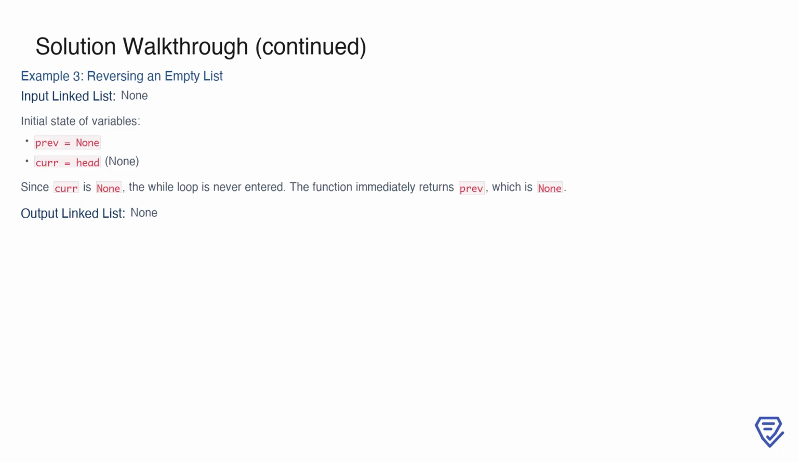Finally, we consider the case of an empty linked list. Here, the input list is none. Both previous and cur are initialized to none. Since cur is already none, the while loop does not execute. The function immediately returns previous, which remains none. This means the output linked list is also none, as there were no nodes to reverse.